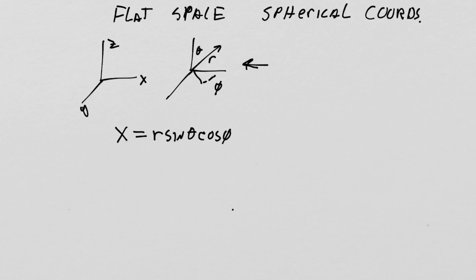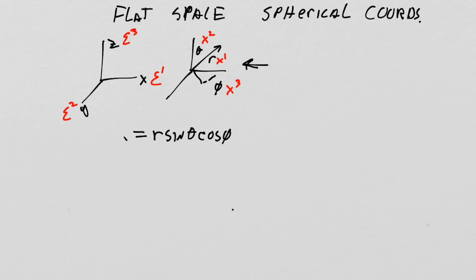Based on this set of pictures, right? But just to stick with the spirit of the notation of this subject, I'm going to call these C1, C2, and C3. And this R is going to be X1, theta is going to be X2, and phi is going to be X3, right?